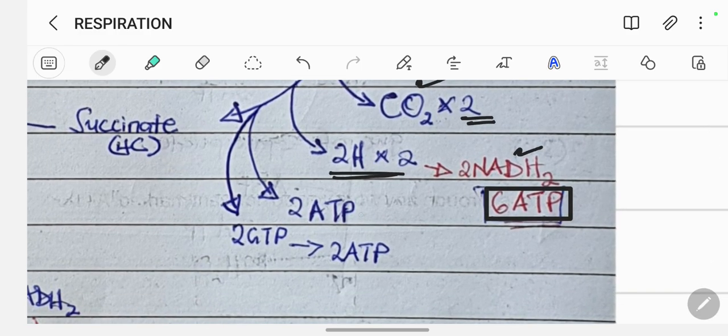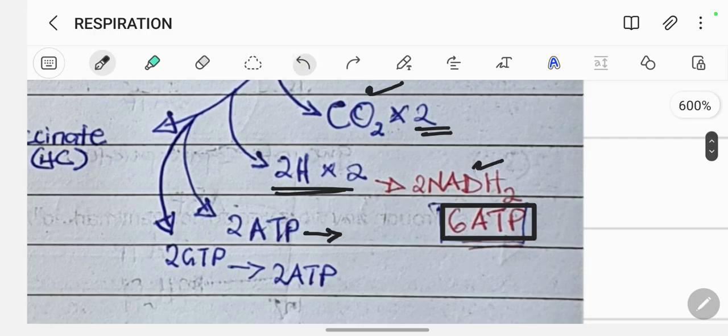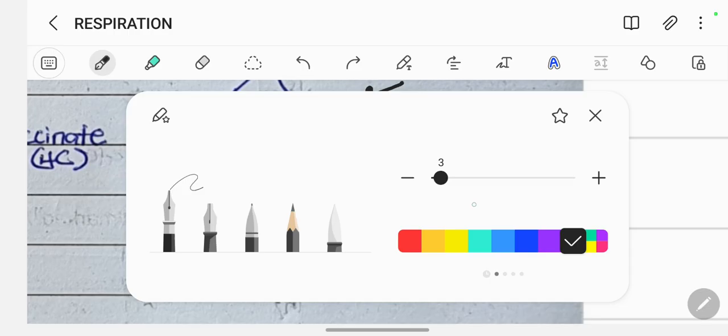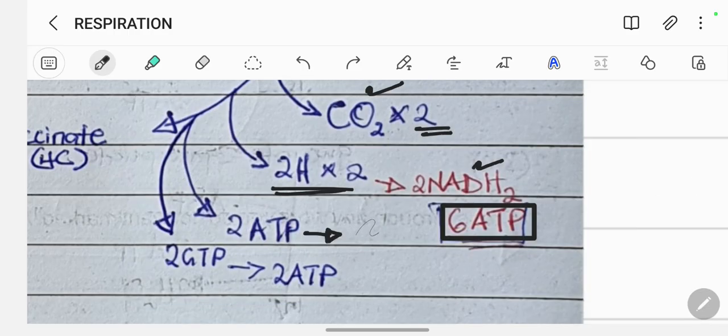Then we have these 2 ATP molecules. These ones are directly from substrate level. So this one is a direct production of substrate level phosphorylation.